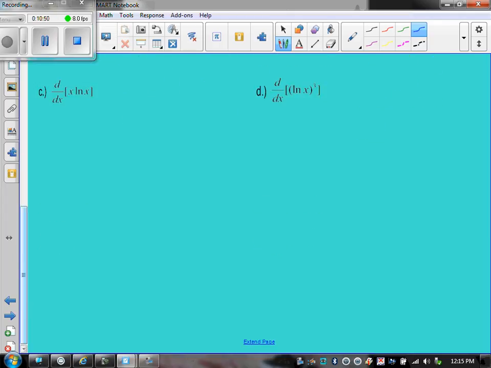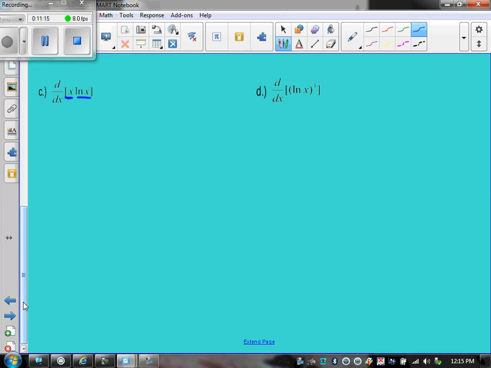All right, what about C? Look at C. C looks a little bit different. What do you think I have to do to find the derivative of x times natural log of x? Oh, isn't this a little product rule? I have a function here and I have another function here. I have two things being multiplied. So I can't just take the derivative of x and take the derivative of natural log of x and then smush them together. I have to use product rule.